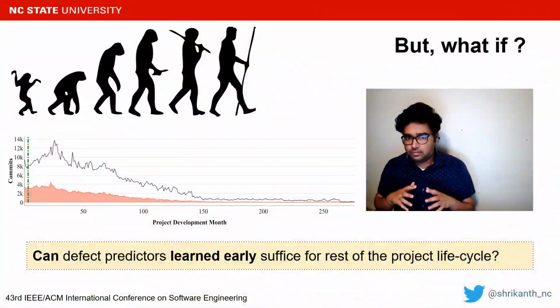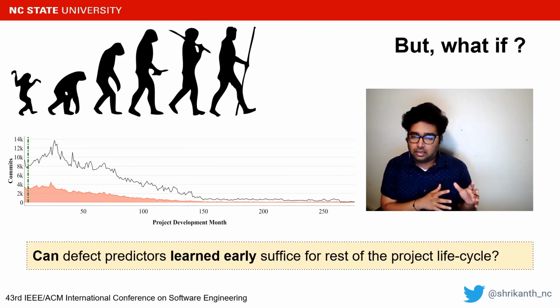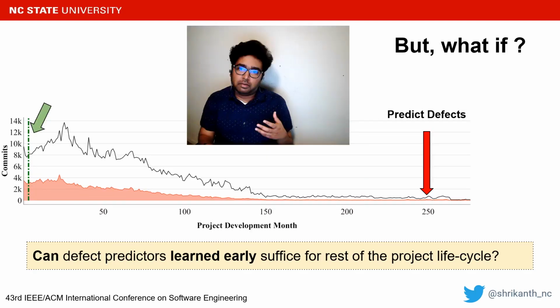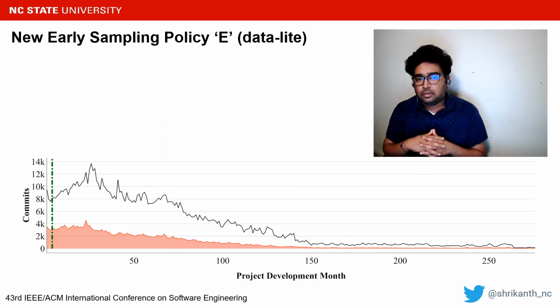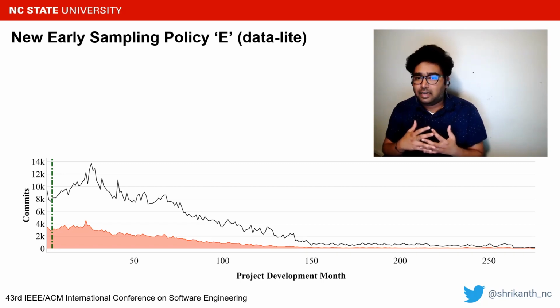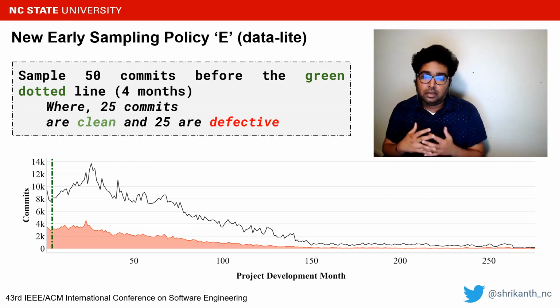If most of the defects occur very early in the life cycle, then models learned from the first few months of data should perform just as well as any other data-hungry sampling. Using that result, we introduce a new sampling technique called E that samples 50 commits from the first 4 months of the project lifecycle. And to avoid class imbalance problems, an equal number of clean and defective commits are chosen.